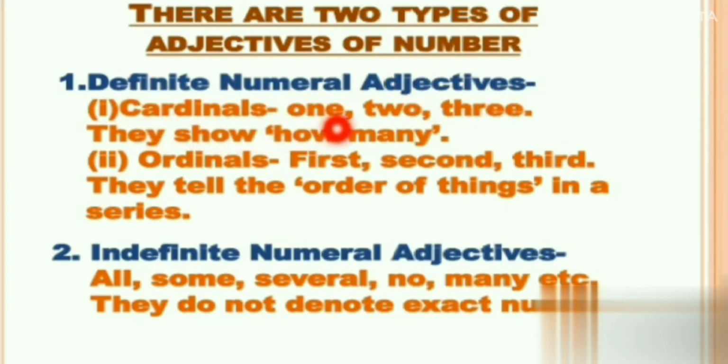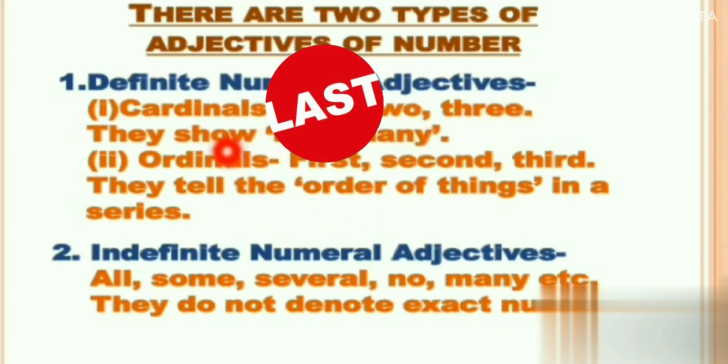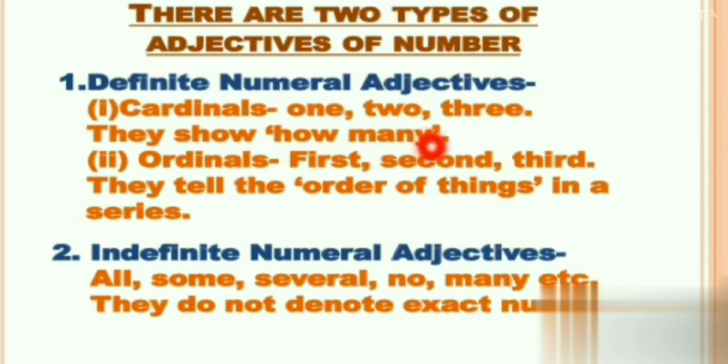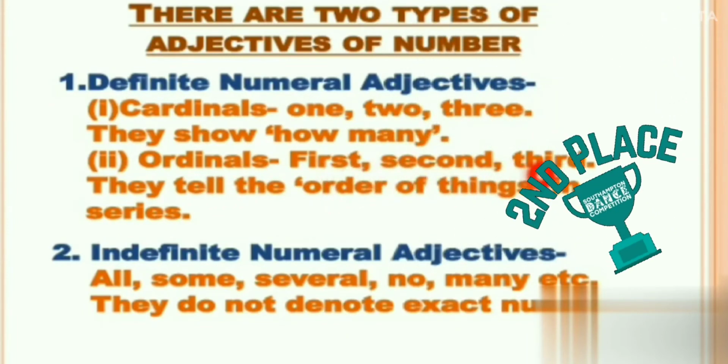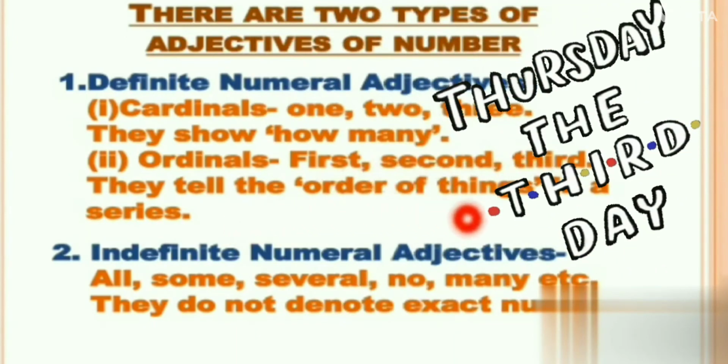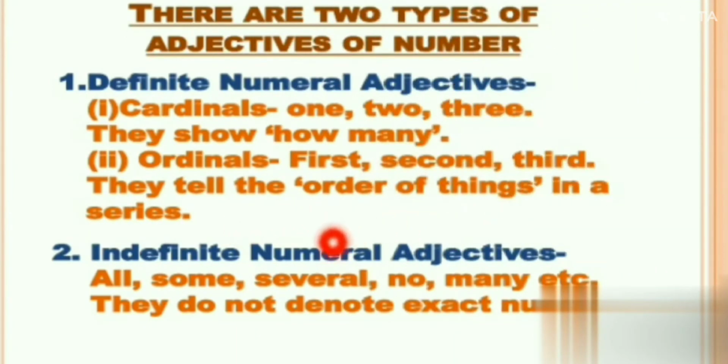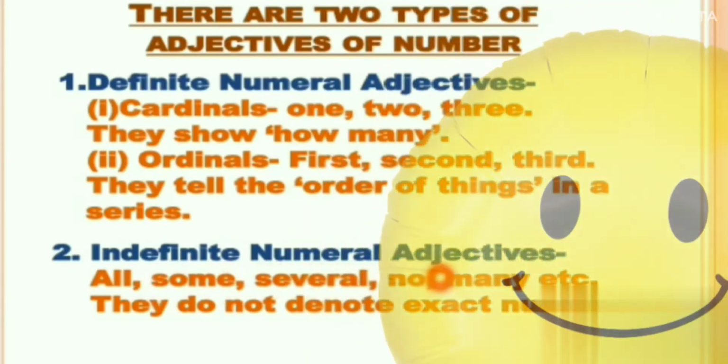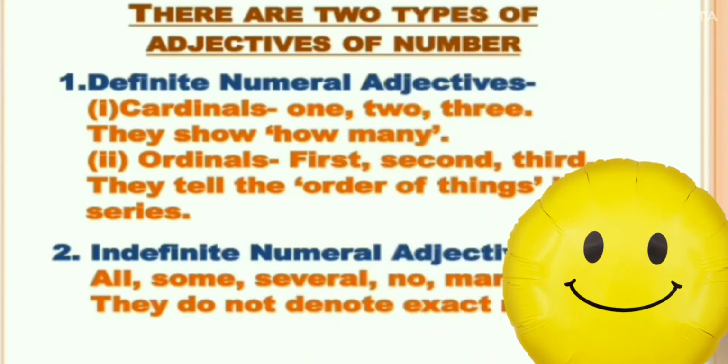For example, 1, 2, 3. They show how many, or they answer how many. Number 2, ordinals, like first, second, third. They tell the order of things in a series. Kind number 2, indefinite numeral adjectives. All, some, several, no, many, etc. They do not denote exact number.